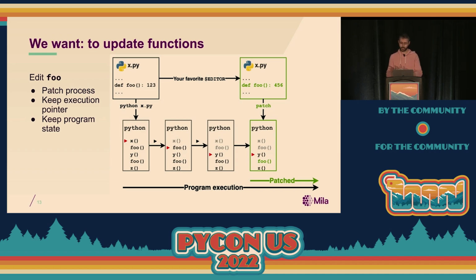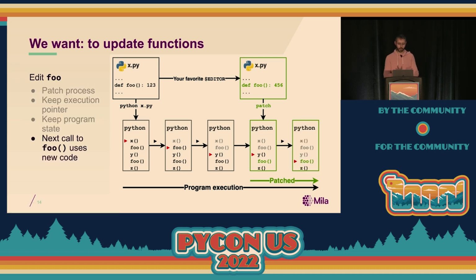We will keep the execution pointer where it is. So for example, here we were about to execute the y function, and we will keep our position in the execution. And we will also keep the program state. But we will change the function, which means that the next time that we call foo, the new code is run. And in a nutshell, that is essentially all we aim to do here. But there are a lot of details to make a bit more precise.